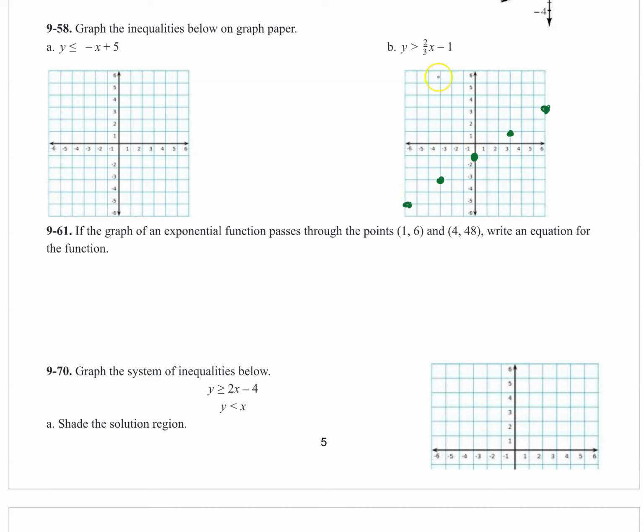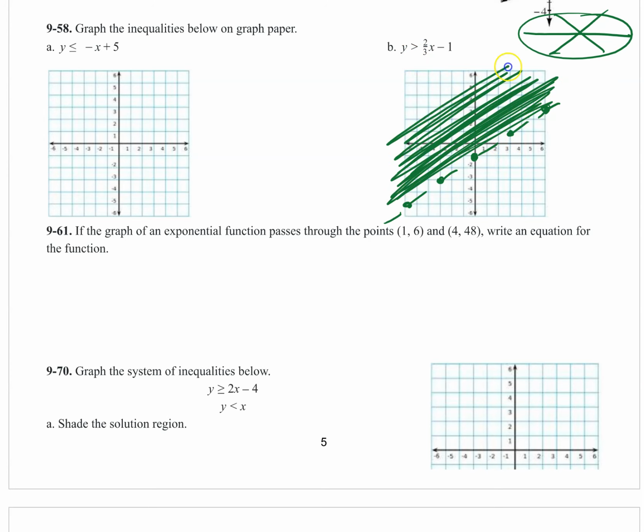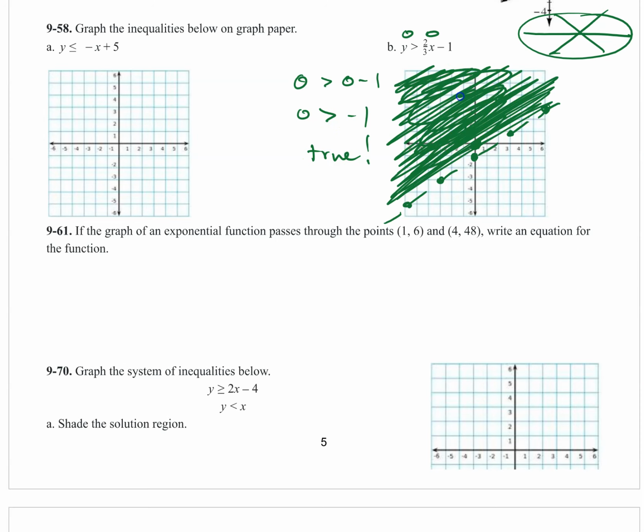Now it's greater than, so I'm going to have a dashed line. Don't do a solid line. That's not allowed. It has to be dashed because it's greater than. And greater than means shade above. All the solutions are up here. So I notice 0, 0 is here. So if I want, I can plug in 0 and 0 for x and y. And I get 0 is greater than 0 minus 1. So 0 is greater than -1. That's true. So I shaded the correct region.